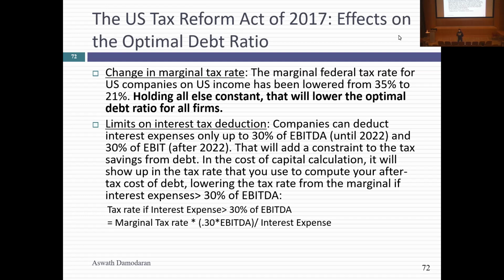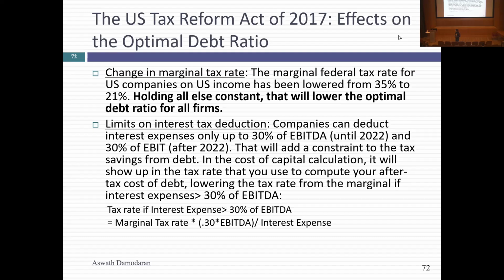In addition to lowering the marginal tax rate, the 2017 tax law also introduced a limit on interest tax deductions. It said, look, if interest expenses exceed 30% of EBITDA, and it's kind of fuzzy on the definition of EBIT, but there's a certain amount, if it exceeds that amount, you start to lose tax benefits. So both changes should reduce your optimal, right? The first by directly affecting the marginal tax rate, the second by affecting your potential tax benefits, especially at higher debt ratios.